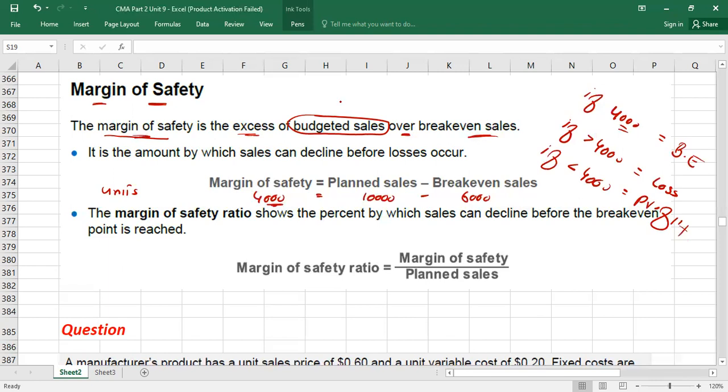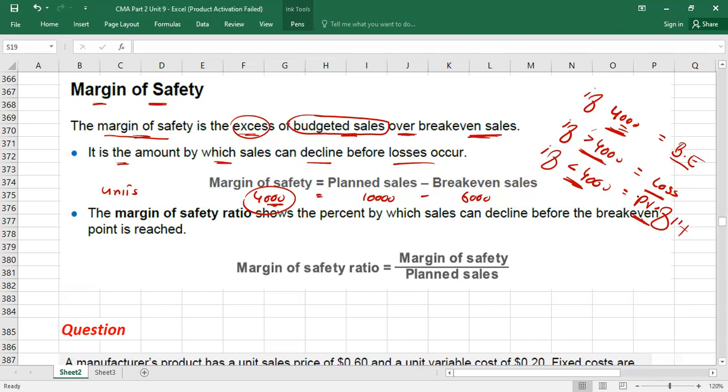So what is margin of safety? It is the excess, meaning the difference of budgeted sales over the break-even sales. That is why it is also described as the amount by which sales can decline before a loss occurs. As in the example, if margin of safety is 4,000 units and your sales decline exactly by 4,000 units, you will be at break-even point. If your sales decline by more than 4,000 units, you will be in loss. If they decline by less than 4,000 units, you will be in profit. That's why it's called margin of safety, how safe you are.